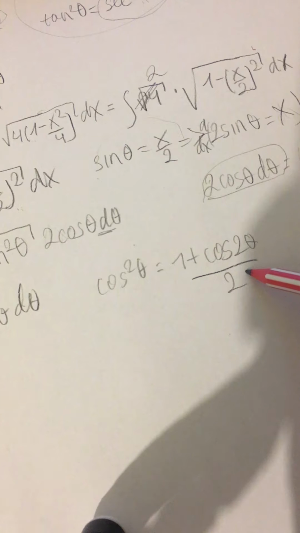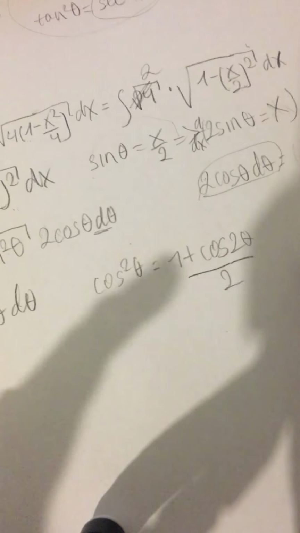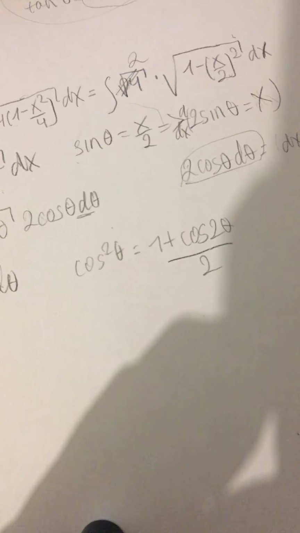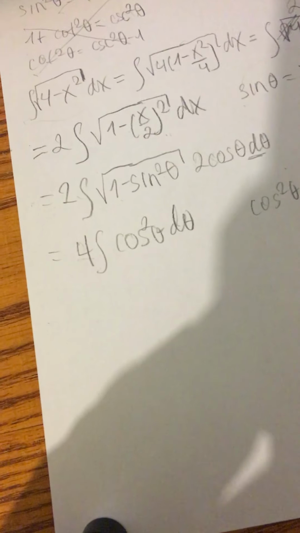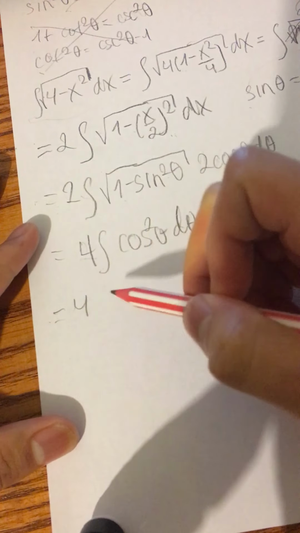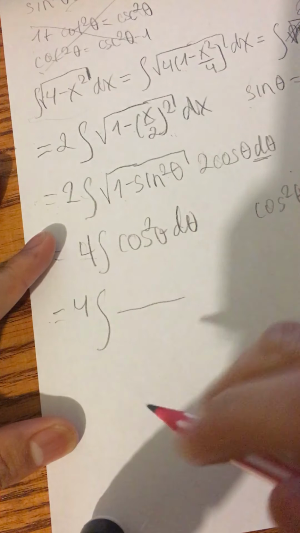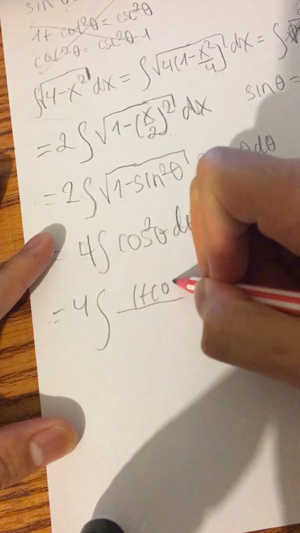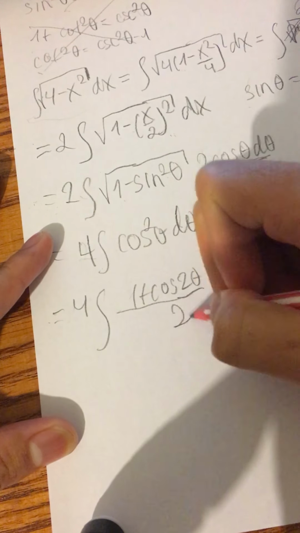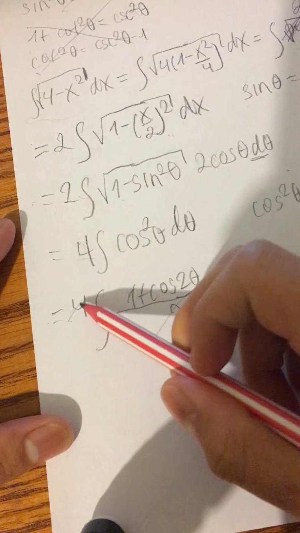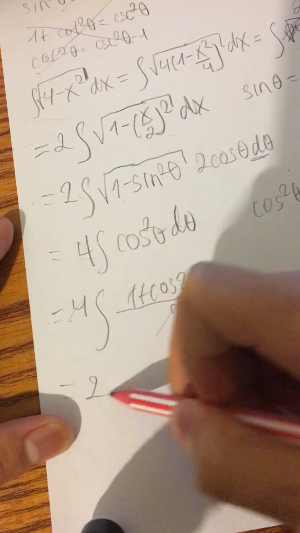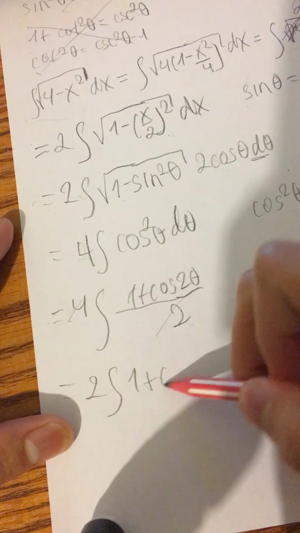If you want to know why, just let me know, and I can make a quick video showing you this proof, how to derive this equation, this identity. Okay, now we have... so then I divide by 4 over 2, so then my integral is just going to be this.